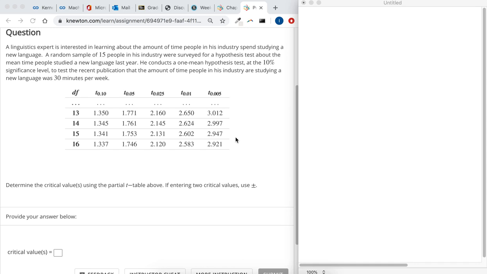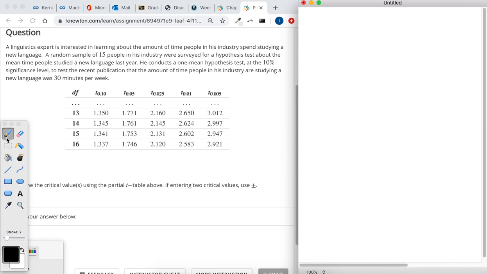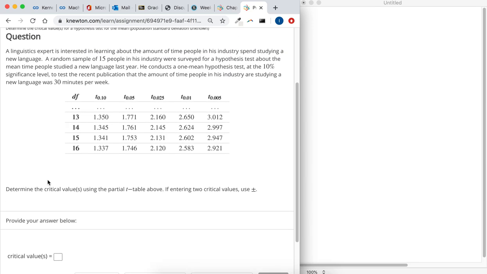So we can calculate a test statistic from the information we've gathered, okay? But we need to compare the test statistic to a critical value, so we can decide whether to reject or fail to reject a null hypothesis. So this question just asks us to determine the critical value.